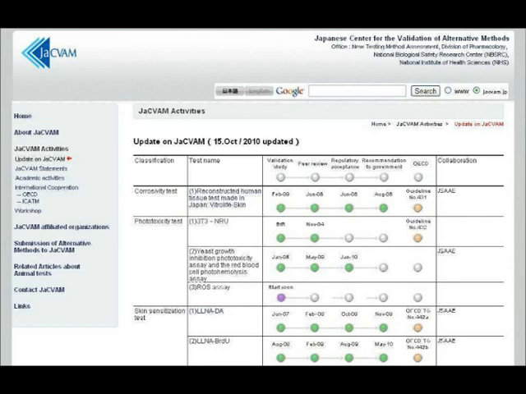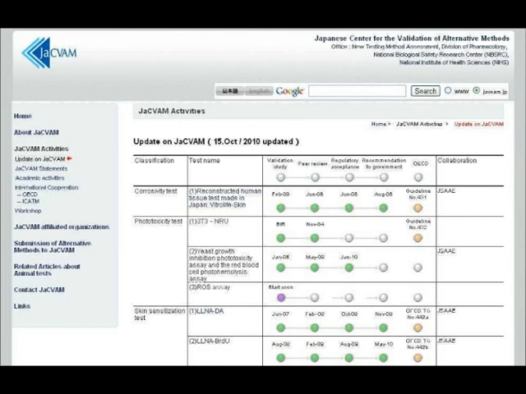Under the yeast growth inhibition test, you can see that the Japanese Centre for the Validation of Alternative Methods are looking at another test called the ROS assay, and its status is that it's going to start the whole validation process soon, it says. And it's got a purple dot to signify that fact.